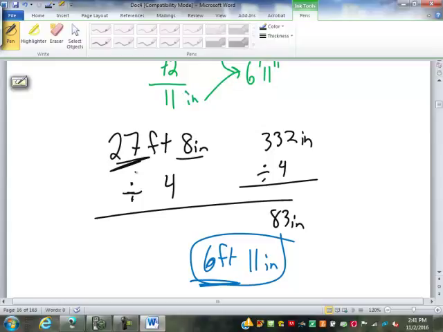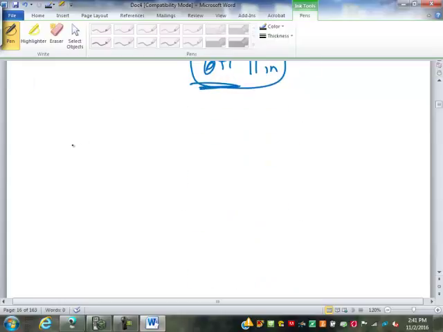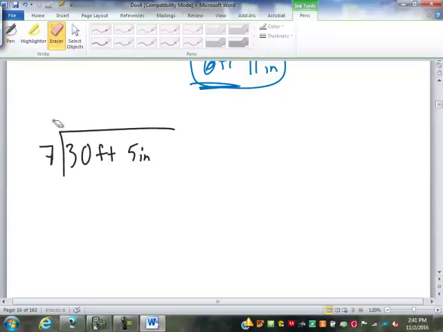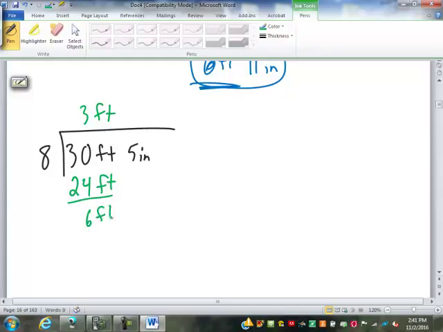What if it doesn't divide out nice and perfect? What if we have 30 feet, 5 inches? We want to divide it by 7. Let's do 8. Make it easier on ourselves. So we want to do it into 8 equal pieces. So 8 goes into 30 3 times. It's 3 feet. 3 feet times 8 is 24 feet. We got 6 feet left over.